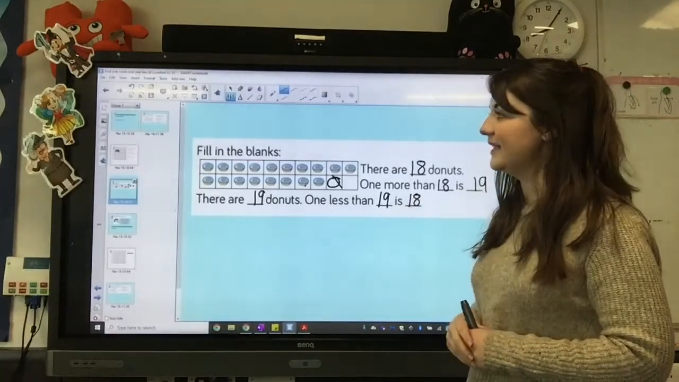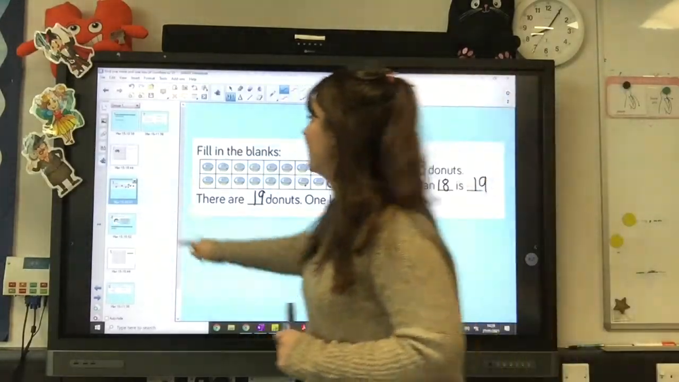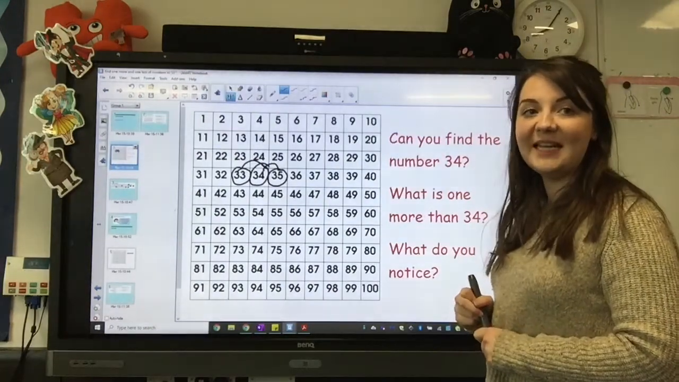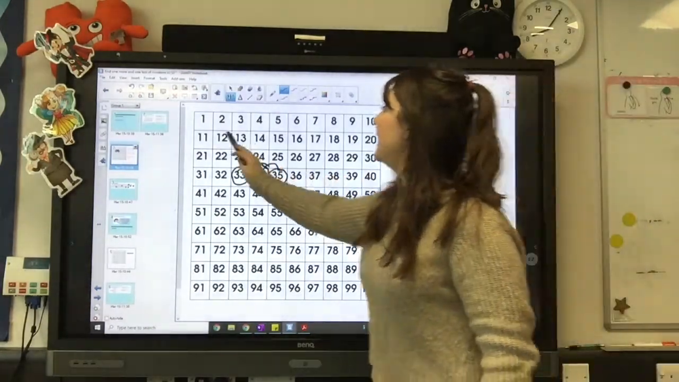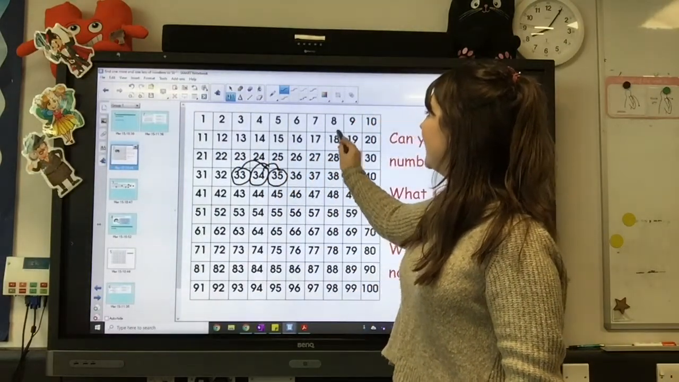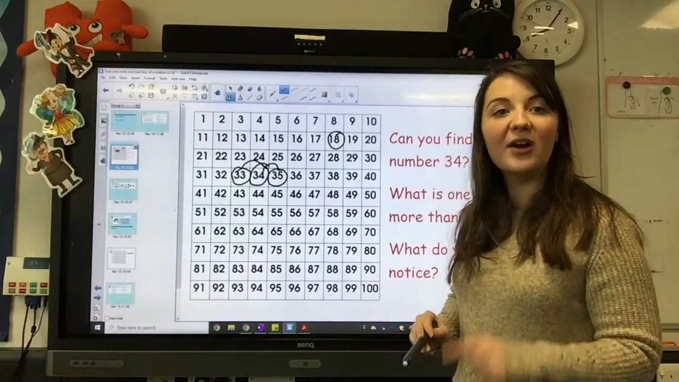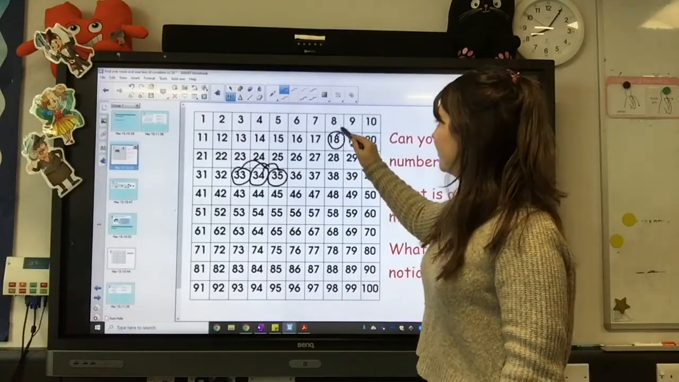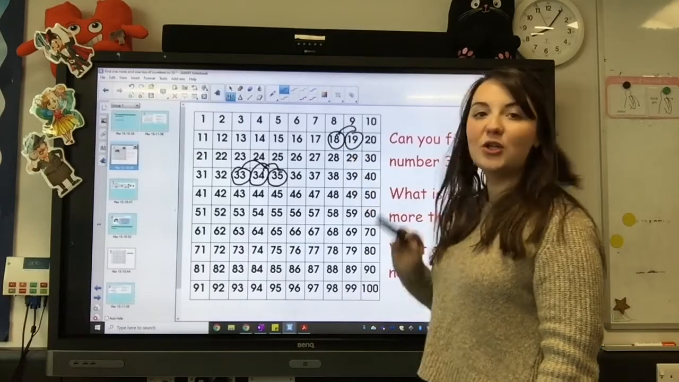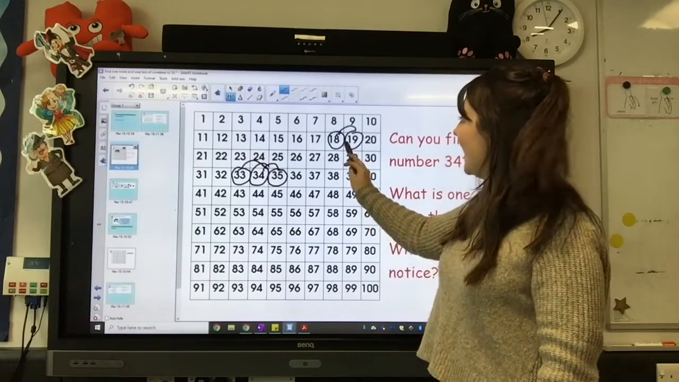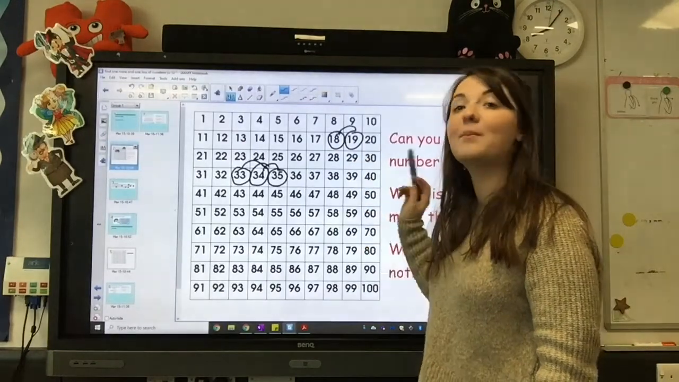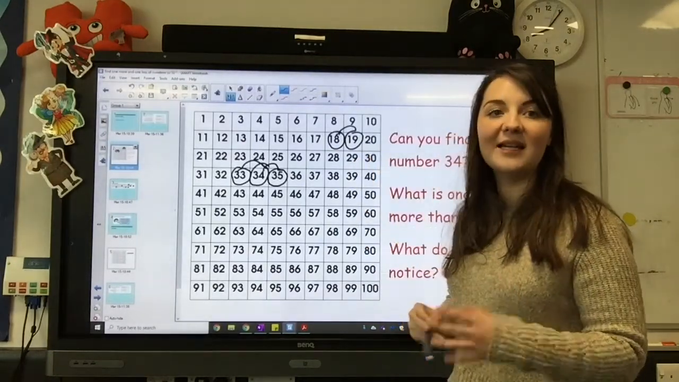Now to check this, I can go back to my 100 square. I can find 18: 10, 11, 12, 13, 14, 15, 16, 17, 18. If I find one more, I jump forward. There's one more added to my ones column. 8 plus 1 equals 9. So 18 plus 1 equals 19.